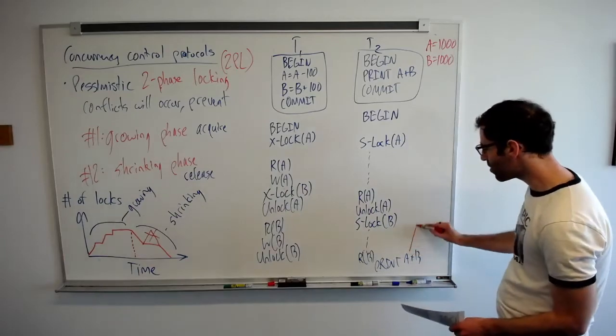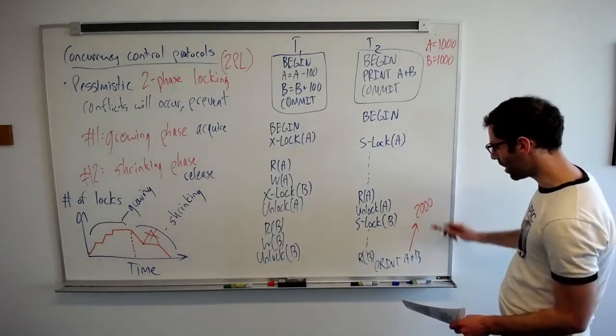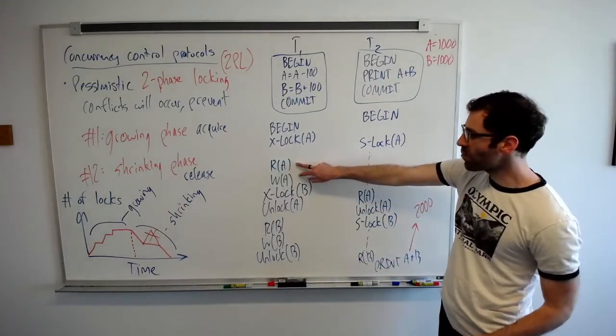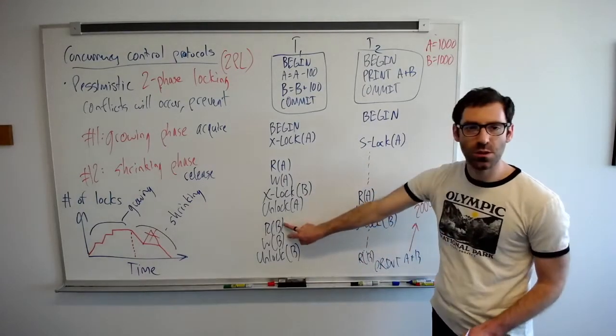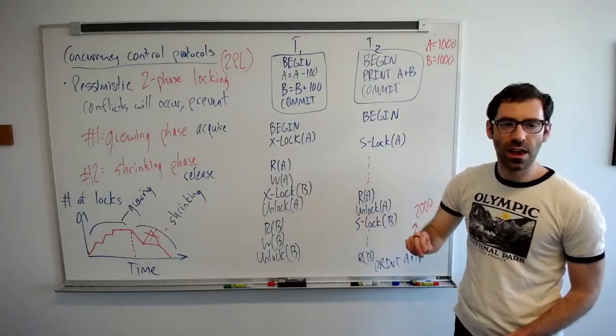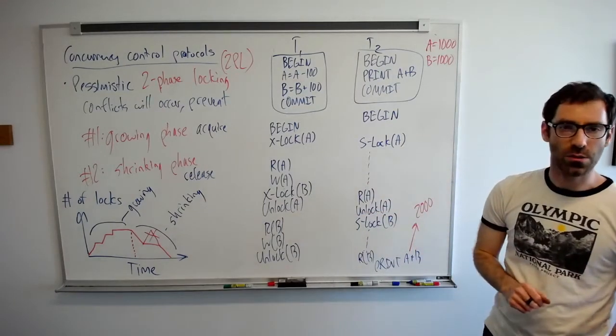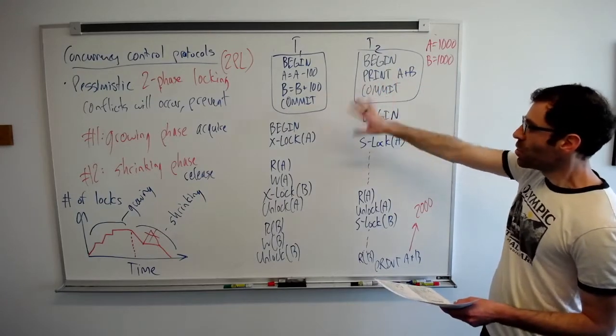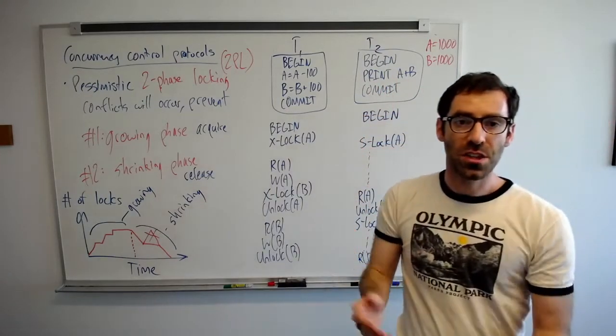And so now this print will give us the 2,000 we were expecting, because we read A after it's modified, and we read B after it's modified. So we read 900 and 1,100, and we get out 2,000. And so our two-phase locking will give us these serializable schedules.